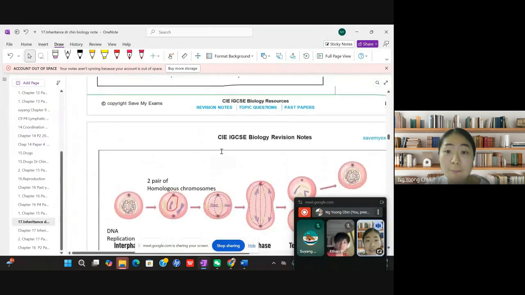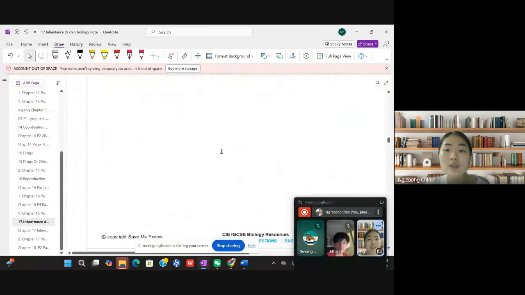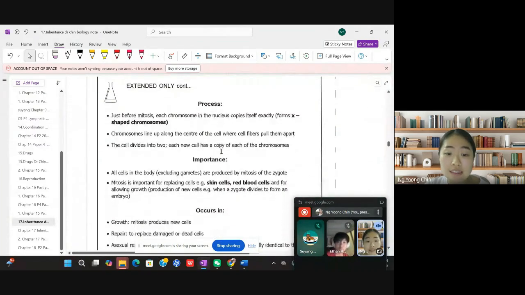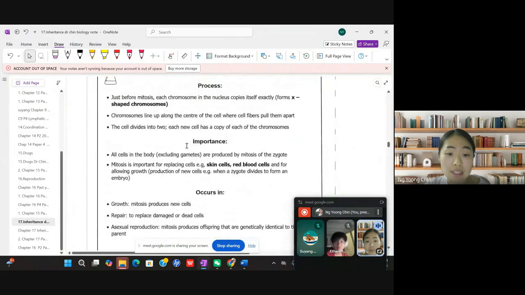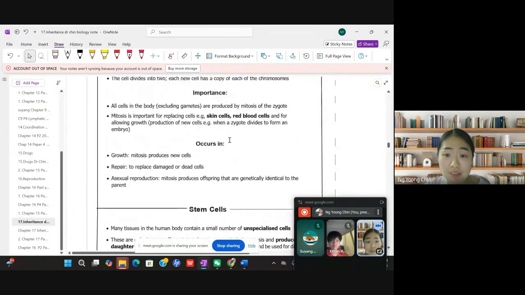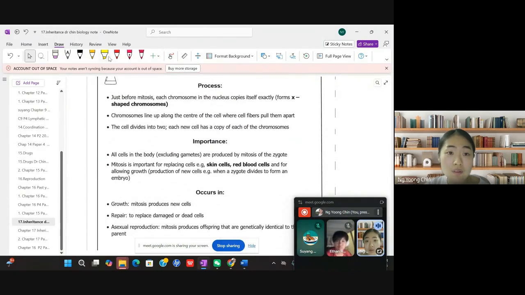Then we talk about what? Oh, okay, the importance of mitosis. This is important, okay? Mitosis is just to produce new cells, to replace cells. All of the body cells, like the skin cell, red blood cell, or even your bone cell, will just undergo mitosis. Just to replace the old and damaged cells.